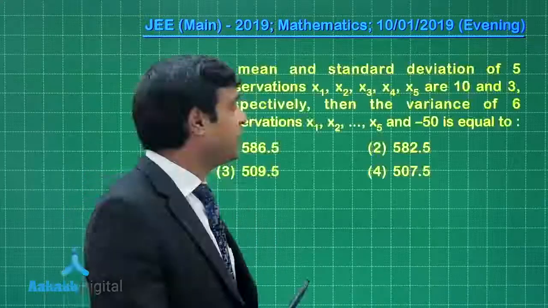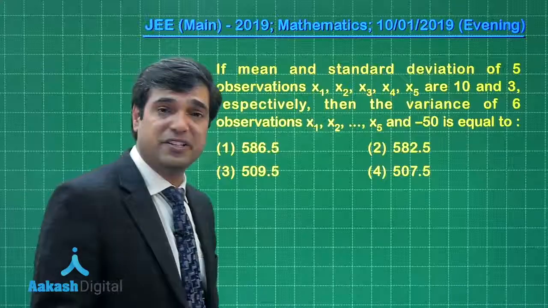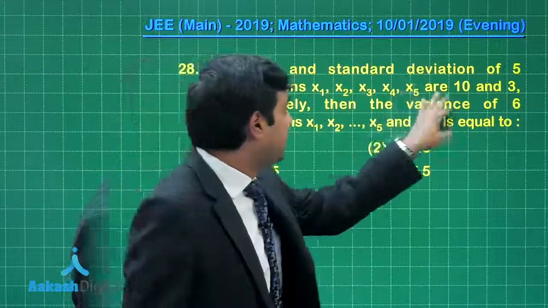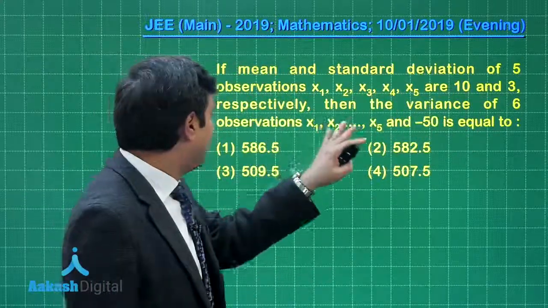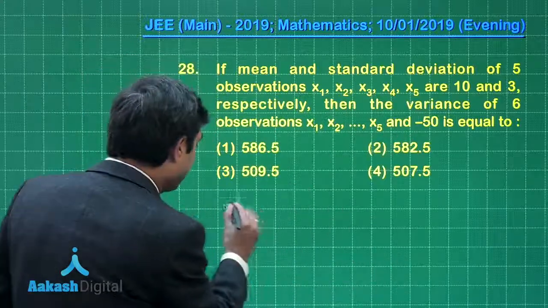Let's move on to the next question, that is 28th. Mean and standard deviation of 5 observations given. So, simple question from statistics: 10 and 3. Now, the variance of 6 observations is equal to, this is what we have to obtain. So, let us start this question.